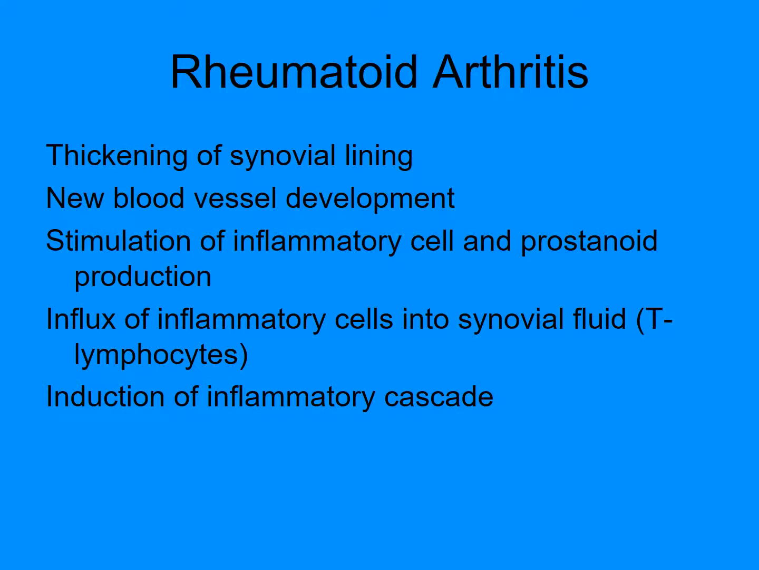Subsequently, as the proliferation continues, the synovial lining continues to thicken and stiffen. You have ongoing proliferation, expression and upregulation of fibroblasts, and the stimulation of inflammatory cells and prostanoid production. This causes an influx of the inflammatory cells into the synovial fluid, and this induces the inflammatory cascade.